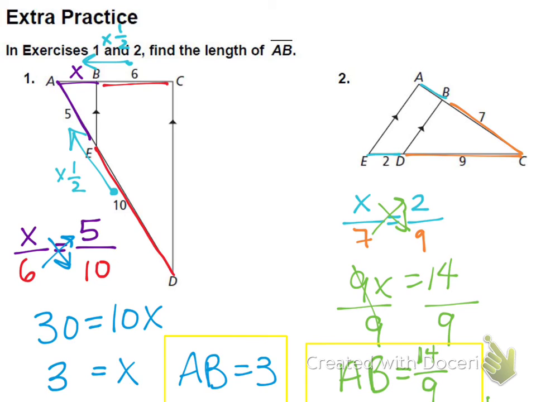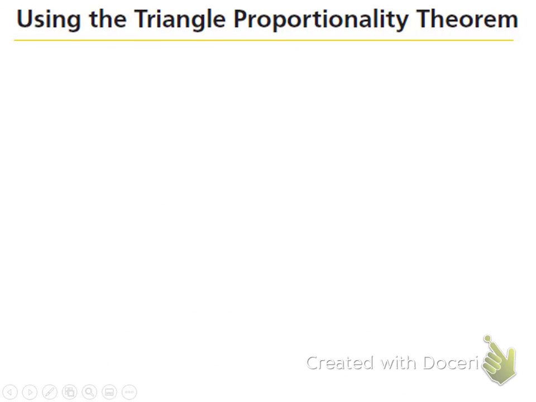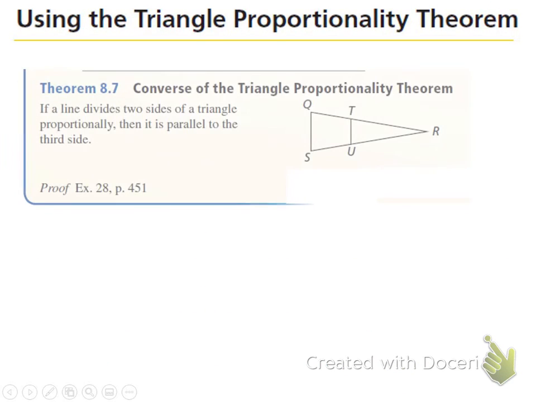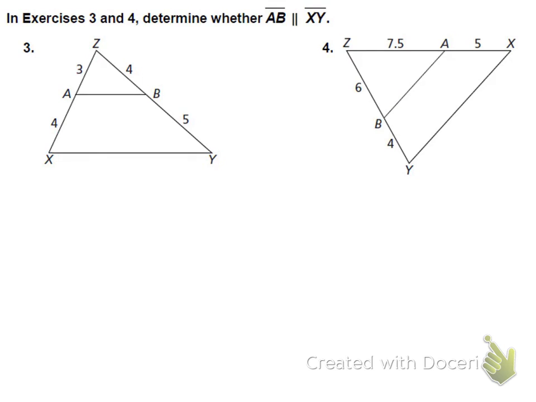Okay, so what we're about to do is the opposite. Instead of finding a side length, because you have parallel lines, we're going to see if the lines are parallel. So it's going to be a little opposite. The lines will be parallel if the sides are proportional. If the sides are proportional, then you have parallel lines. So we're going to set up proportions and see if they equal. If they do equal, then you have parallel lines.